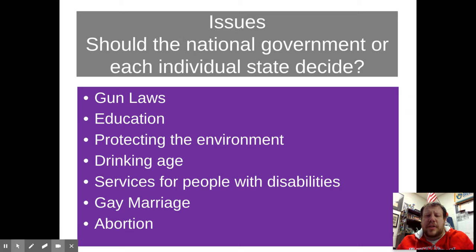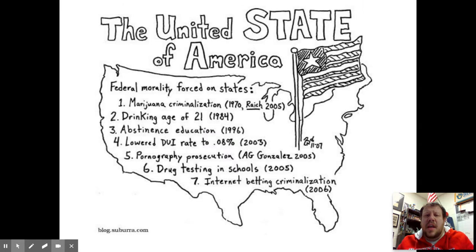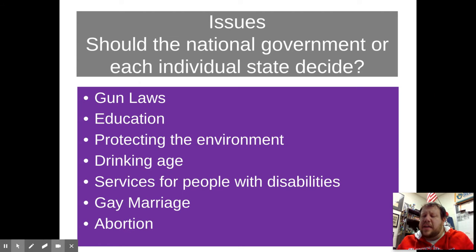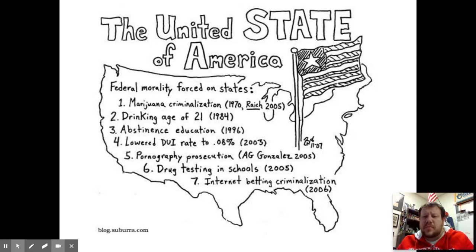And so the big question is how can the national government decide a lot of state issues? A lot of these issues are not in Article 1, Section 8 of the Constitution. Things like gun laws, environmental laws, and drinking age aren't really in Article 1, Section 8. And so that's where we look at the idea of mandates and grants. A great example is the United States of America. Notice this little cartoon has no S on it, and it's one little star. We'll look at a lot of political cartoons as we go, of ways that the United States has forced morality on the states.